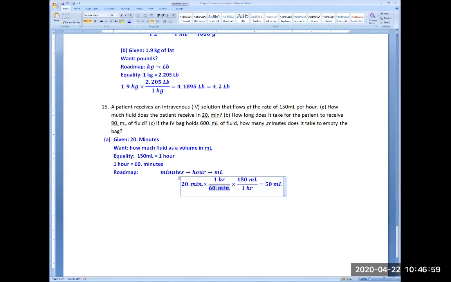I have only 1, right? So to show that I have 2 sig figs, I need to show the dot there, right? Yes. I need to show the dot to show that it's 2 sig figs. So it's 50 exactly, well, not exactly, but at 2 sig figs. And that would be the amount of milliliters that the patient received in 20 minutes.